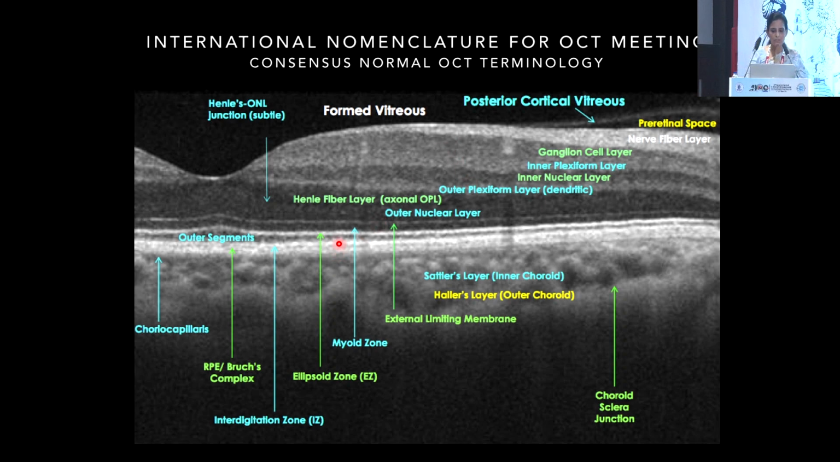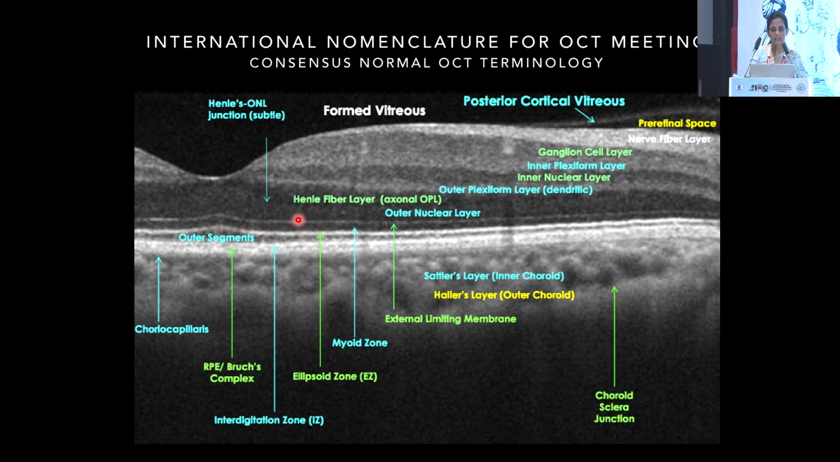Okay, sure. So this is the external limiting membrane. The layers that we have to watch out for is this layer here. This layer is called the ellipsoid zone. Earlier it was called the photoreceptor integrity line or the ISOS junction, but now it's called the ellipsoid zone, and this is the line which is most important for good vision.